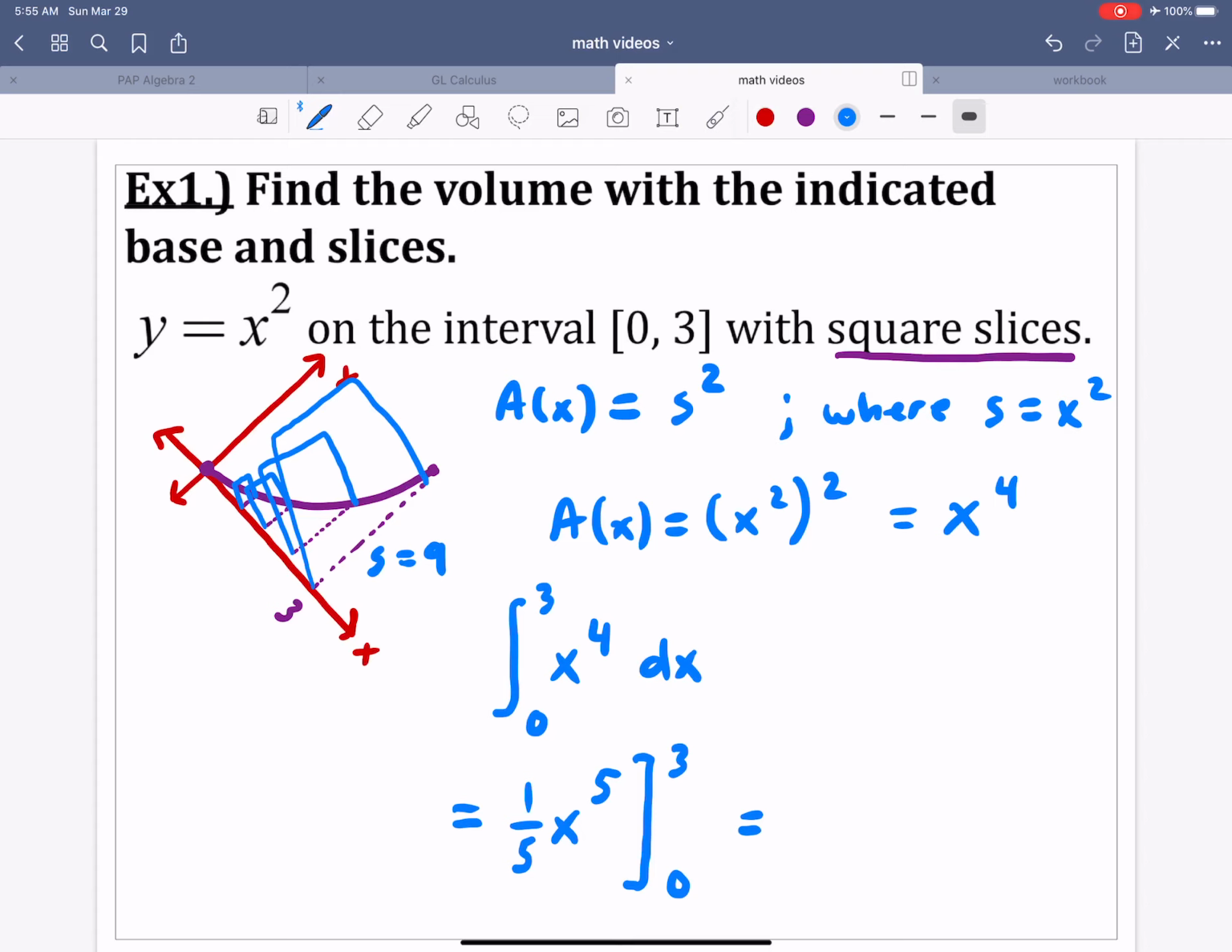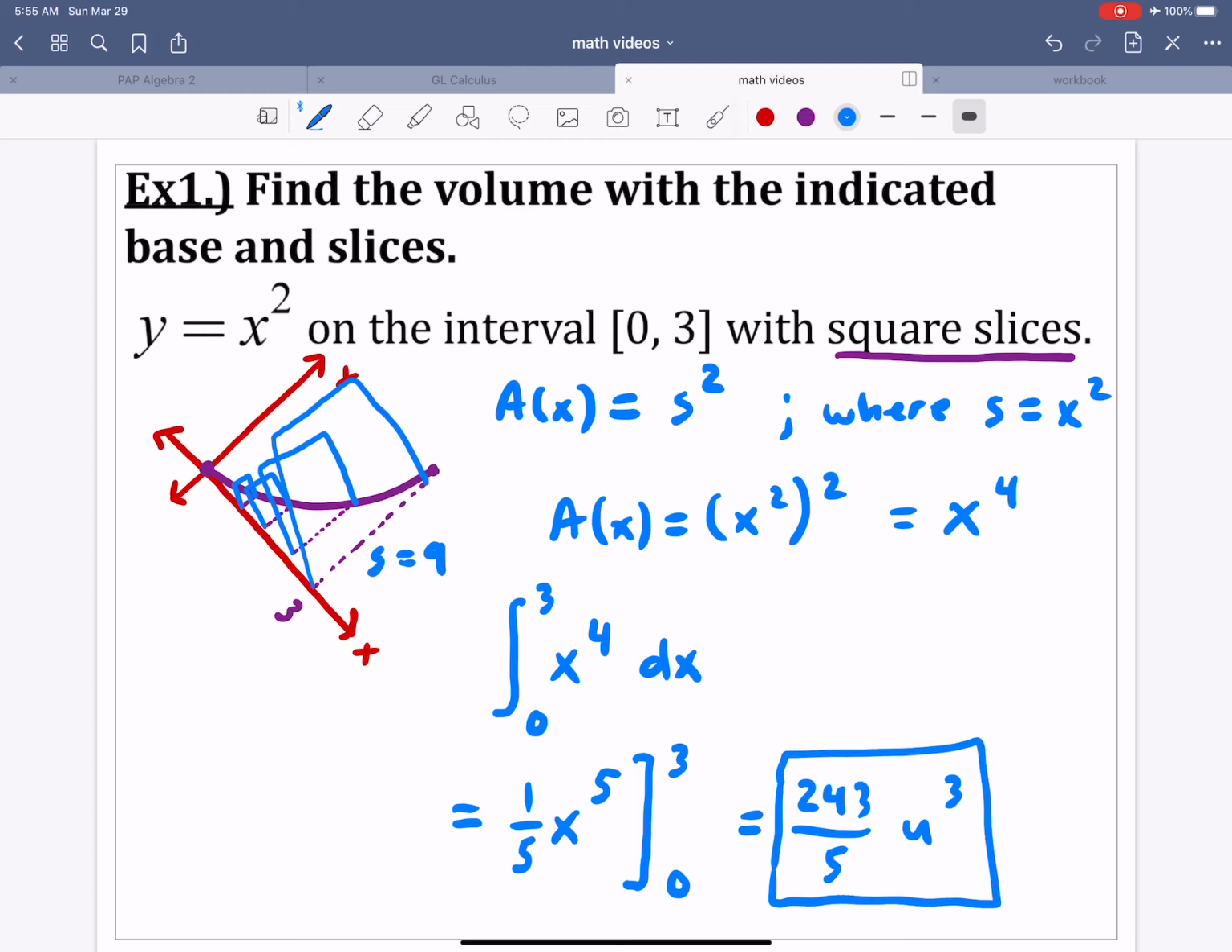Over 5 is just 243 fifths. When I plug a 0 in for x, I just get 0. So my answer here is going to be 243 over 5. Volume is always cubed, so units cubed.